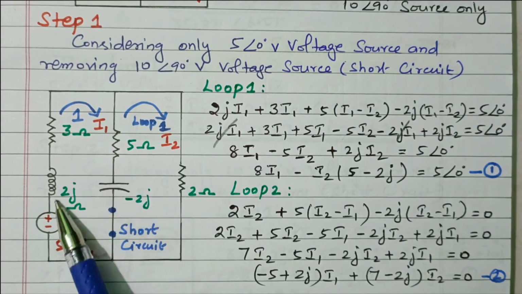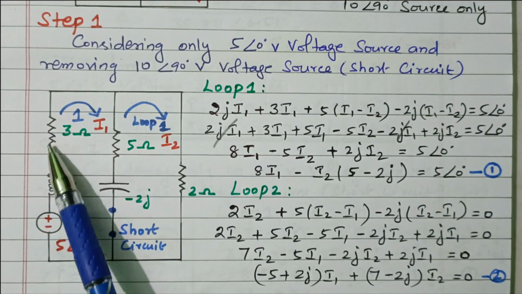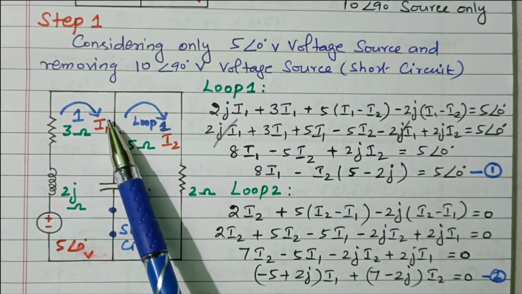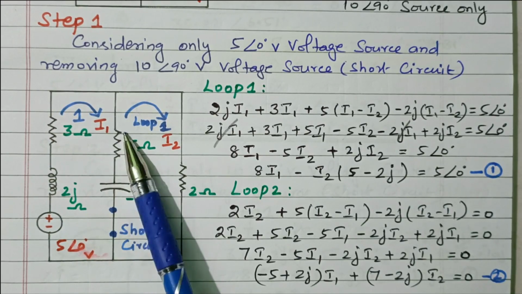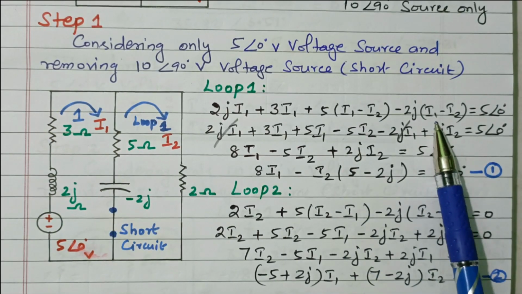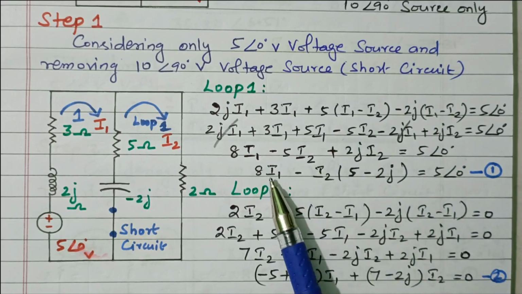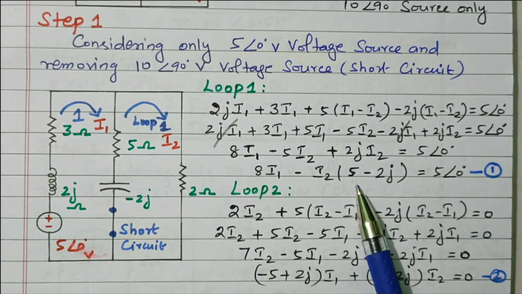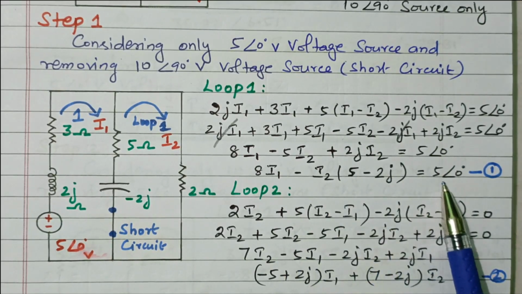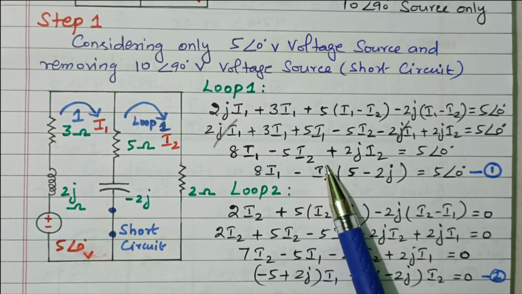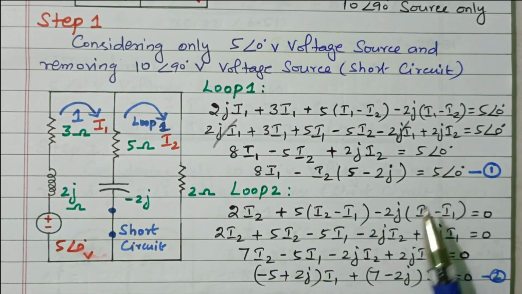Right? So in the inductor and resistor only I1 is flowing, but in this resistor and capacitor I1 is flowing and I2 is also flowing in the opposite direction. So we are taking I1 minus I2. So after simplification we got (8 plus 2j)... I1 minus (5 minus 2j) I2 equal to 5 volt. So equation number 1. We have I1, I2 and equal to voltage.